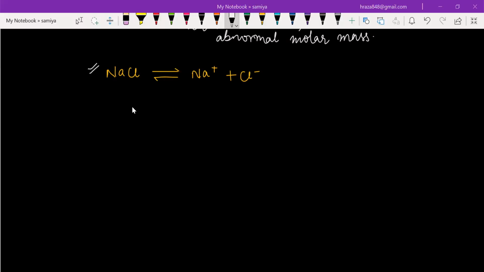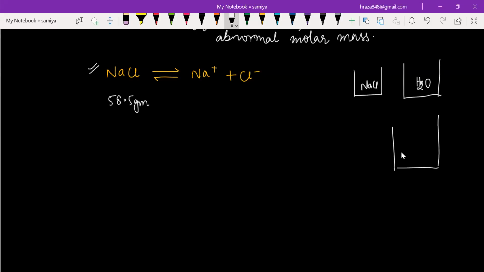56, it's wrong. 58.5 gram. See, here is a container in which NaCl is present. Here is another container in which H2O is present. If you mix it, then the solution will be like Na plus, Cl minus. If you pick 1 mole from here, it will be equal to its molar mass, 58.5 gram. Yes or no?